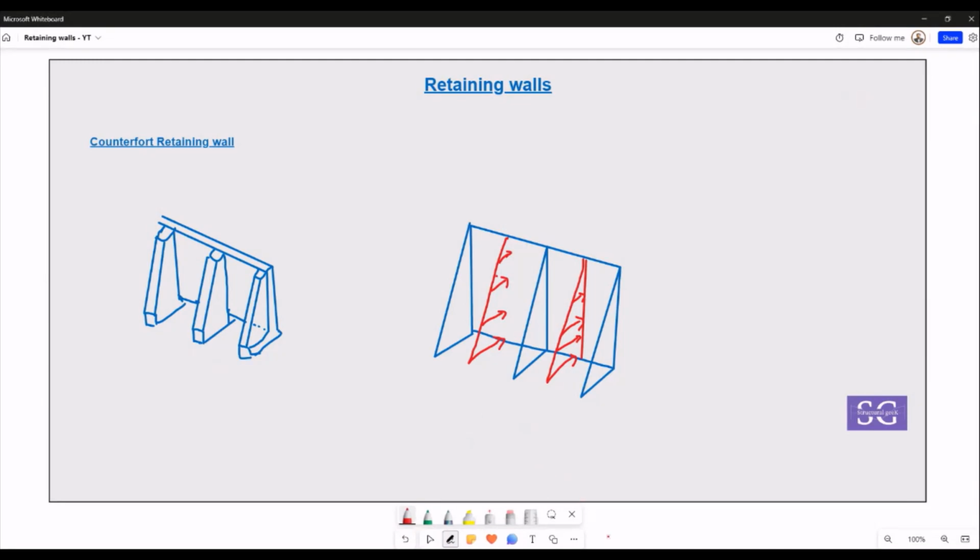But let's first understand how it functions. Let's say this is a counterfort retaining wall with soil on this side. The counterfort can also be on the inside, but it usually doesn't function properly and is not good from a functioning perspective. So it's always good to have the counterfort on this side, on the soil side itself.